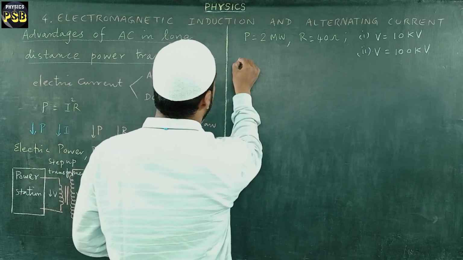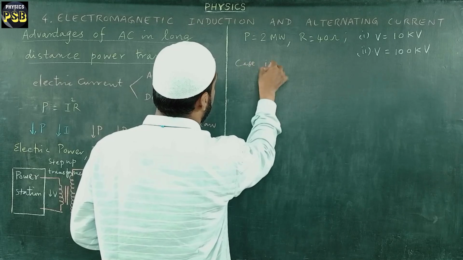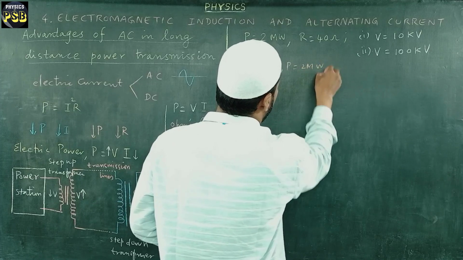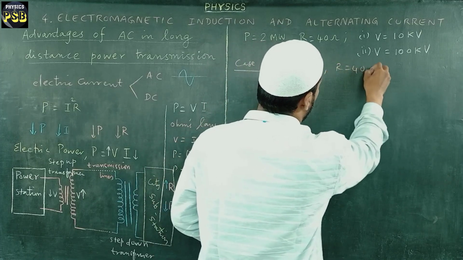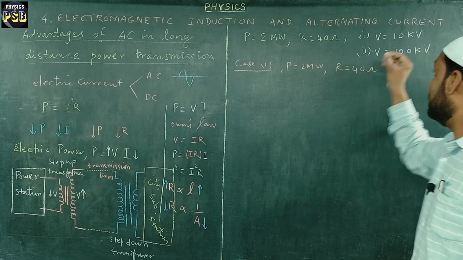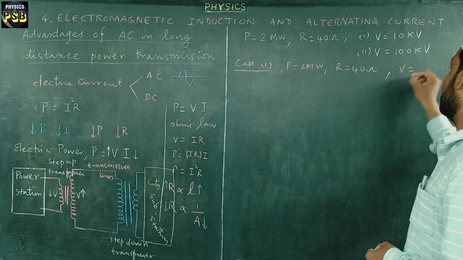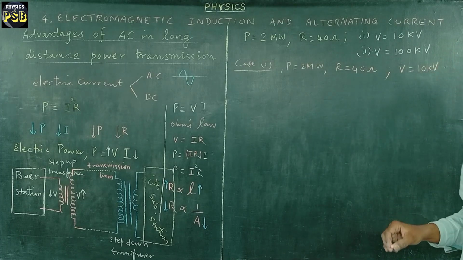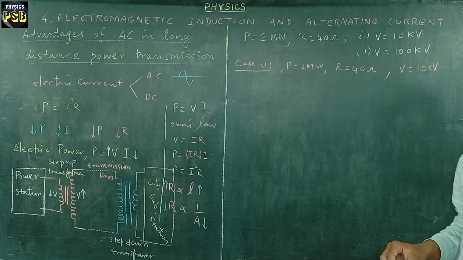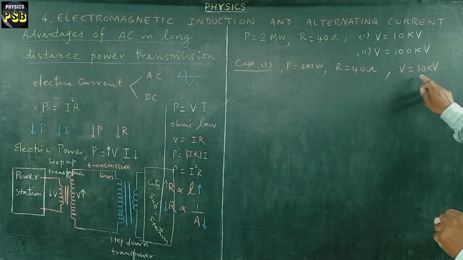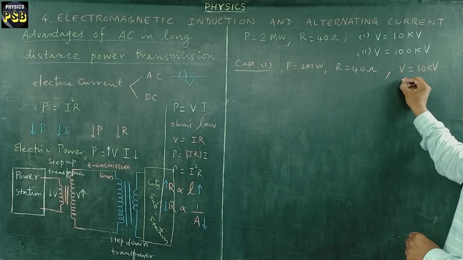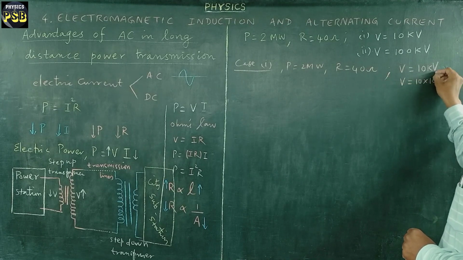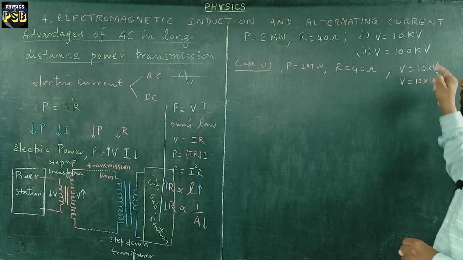Now, I will calculate this one by one. First, I take case 1, in which the power is 2 megawatt, the R value is 40 ohm, and the voltage is kept equal to 10 kilovolt. Here, k stands for kilo, and it is nothing but 1000. So 10,000 volt. Then V equals 10 into 10 power 3 volt. Okay, this is what it means.